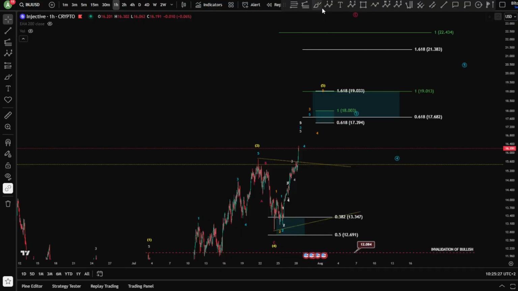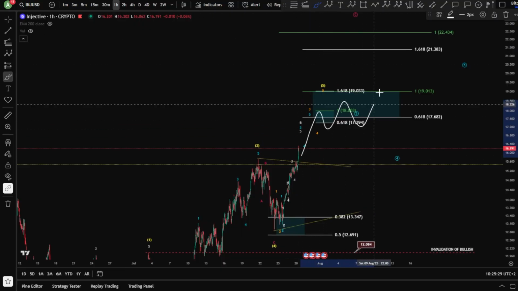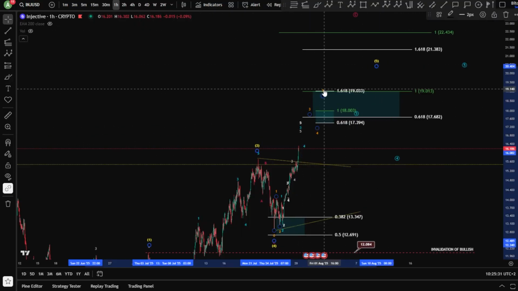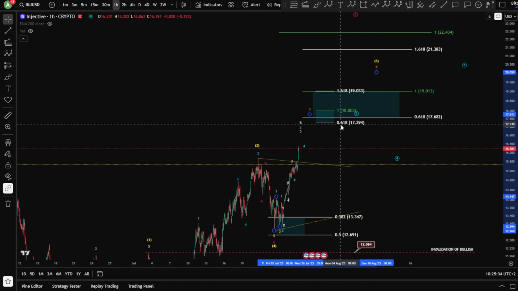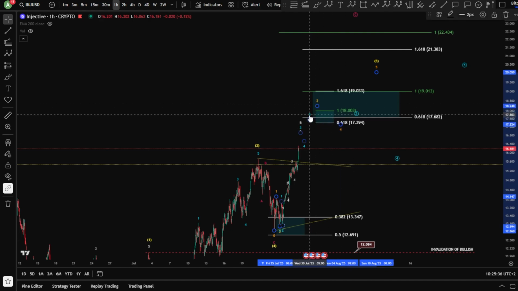However, I'm expecting at least to continue toward the upside fractally, because this might become even higher prices, somehow like that.